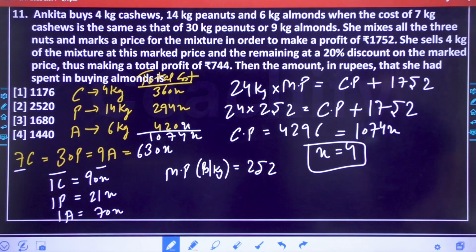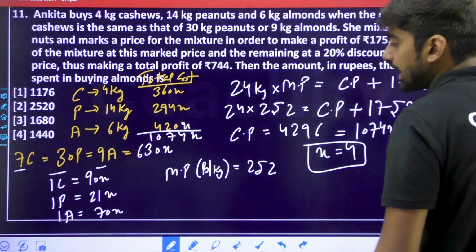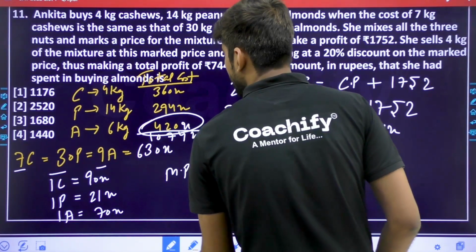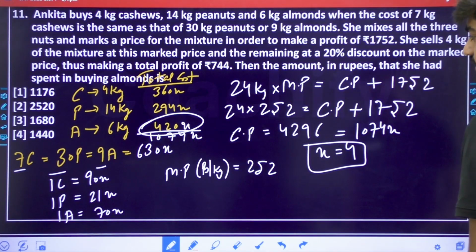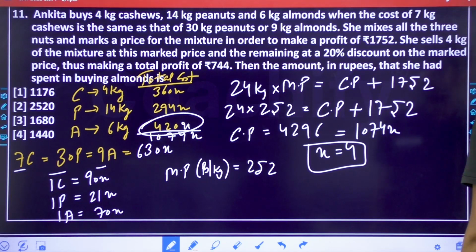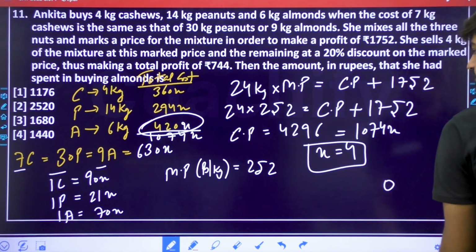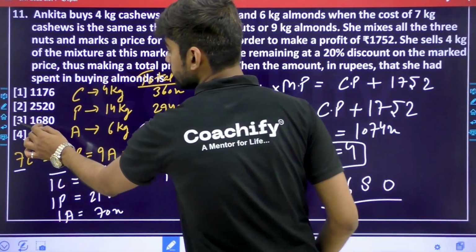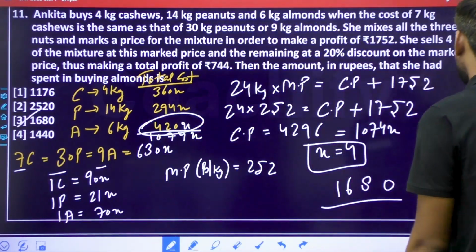Now the question is asking you to find out the amount in rupees that she had spent in buying almonds. So the cost price of almonds is 420x. So if you multiply 420 with 4, the result is coming out as 1680, which is the third option. That's the right answer for this question.